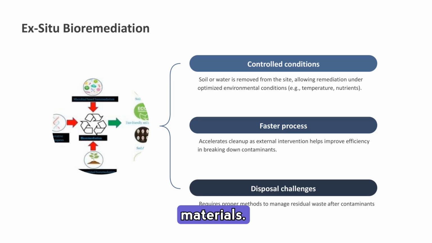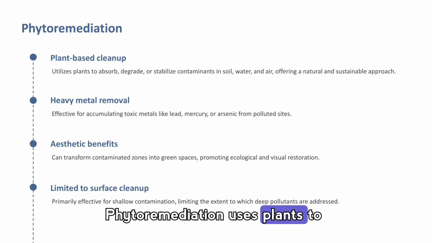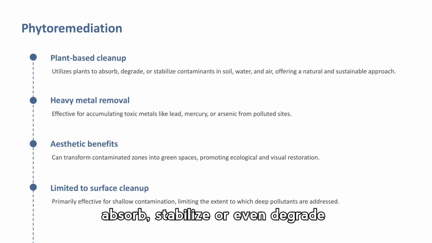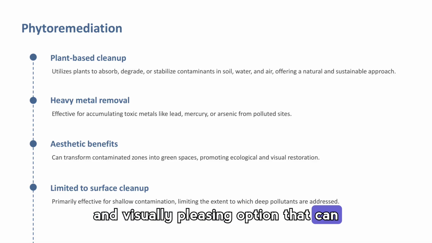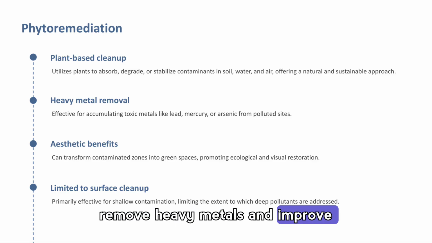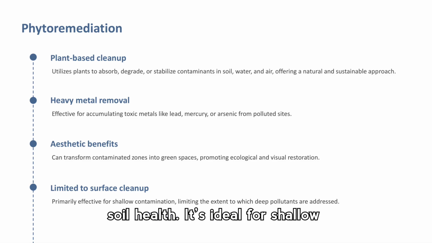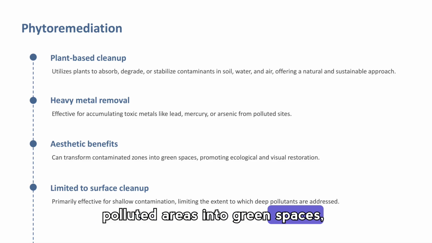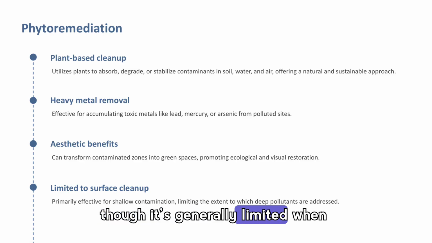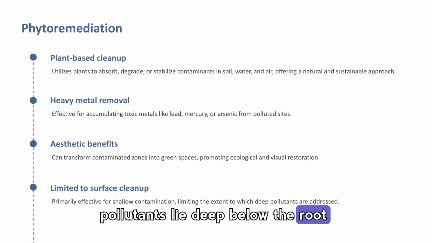Phytoremediation uses plants to absorb, stabilize, or even degrade contaminants, making it a natural and visually pleasing option that can remove heavy metals and improve soil health. It's ideal for shallow contamination and can transform polluted areas into green spaces, though it's generally limited when pollutants lie deep below the root zone.